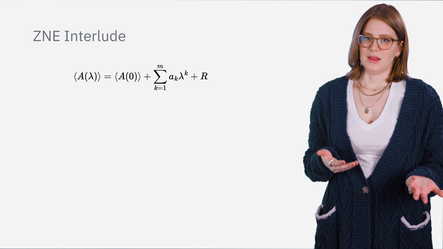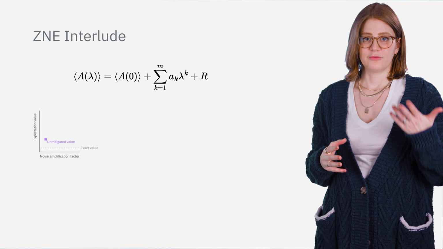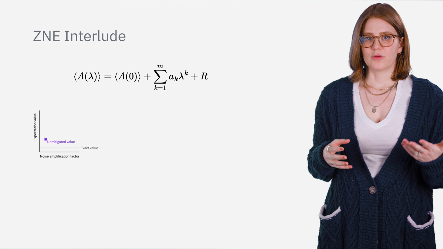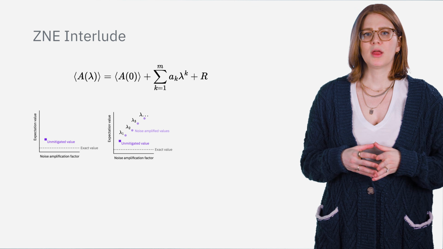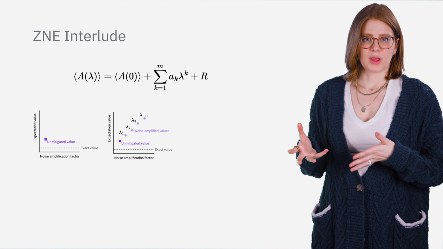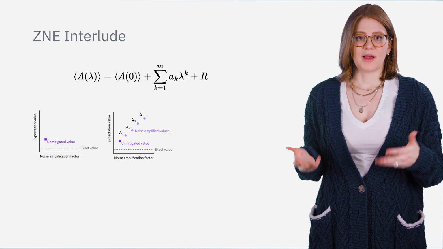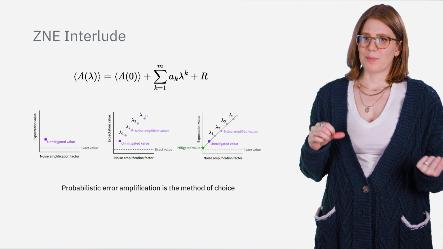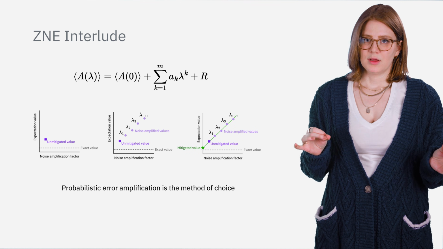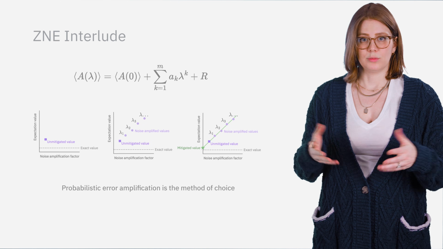We can implement ZNE with the following steps. First, amplify circuit noise for several noise factors, lambda 1, lambda 2, lambda 3, and so on. Run every noise amplified circuit to measure the expectation value A of lambda 1, A of lambda 2, and so on. And then extrapolate back to the zero noise limit, the expectation value A of 0. The main challenge in successfully implementing ZNE is to have an accurate model for noise in the expectation value and to amplify the noise in a known way.